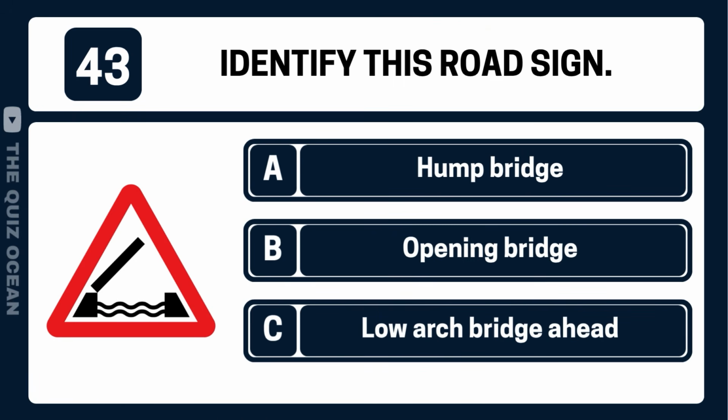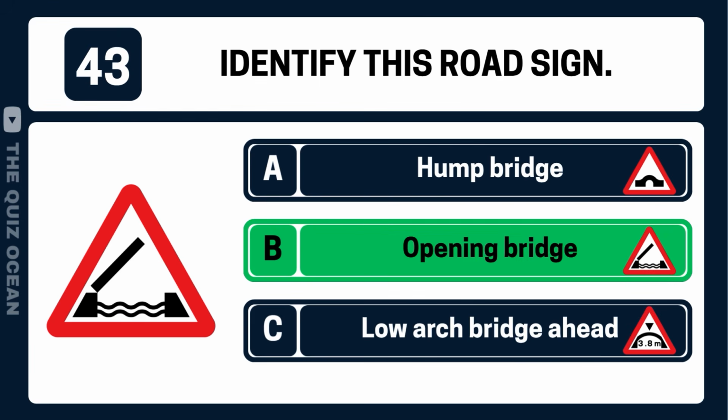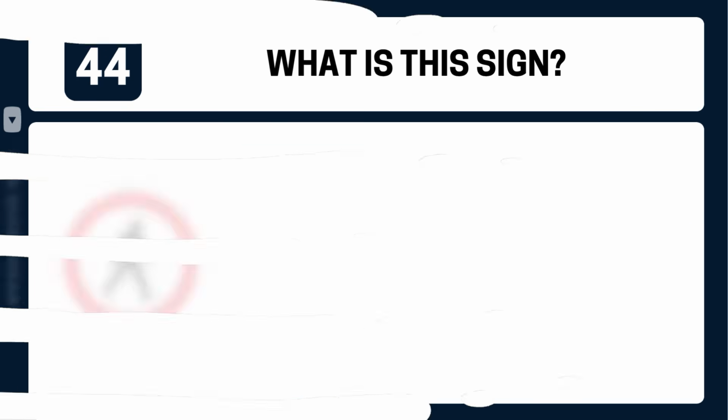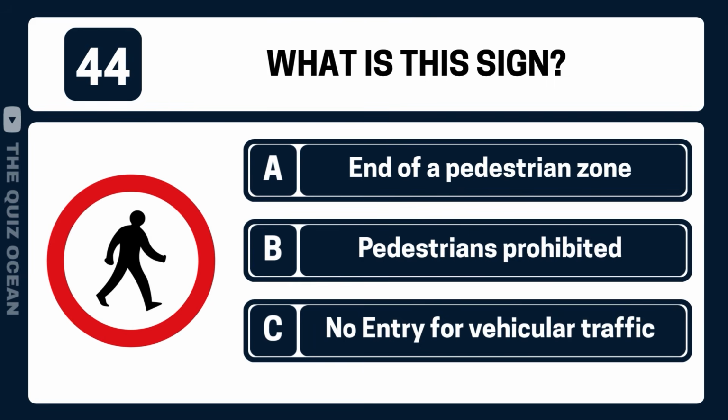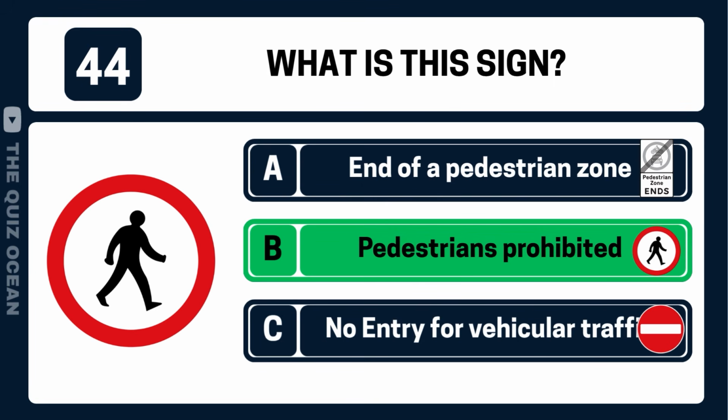Identify this road sign. Good observation. This is the opening bridge sign. What is this sign? Nicely done. This is the pedestrians prohibited sign.